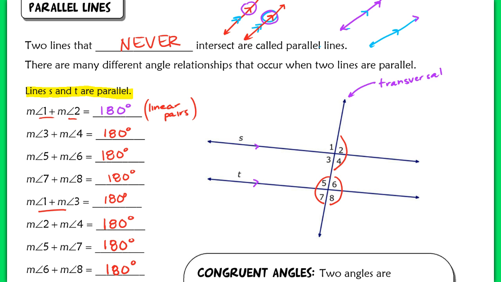So basically what I'm trying to show you is that whenever you see two angles and they are directly next to each other and they form a straight line, those angles will always add up to 180 degrees. Okay. Now we also get a couple more relationships that I want to talk about, especially this next term in this bubble here, congruent angles.